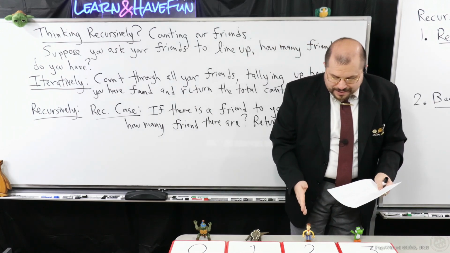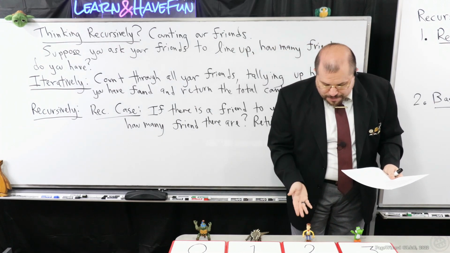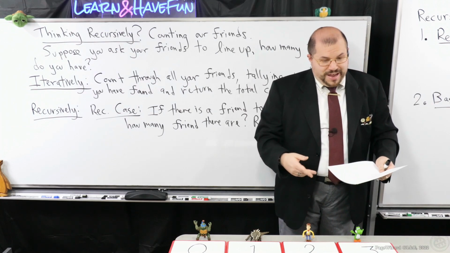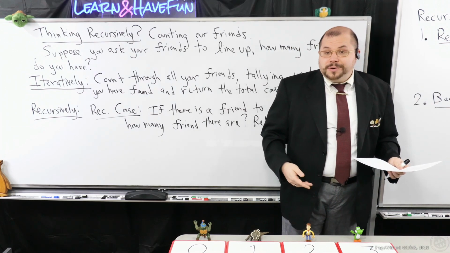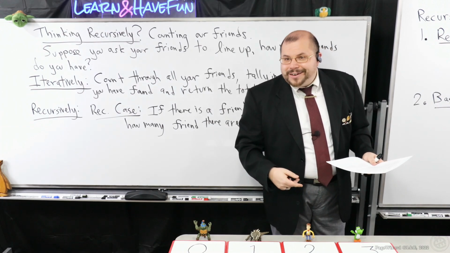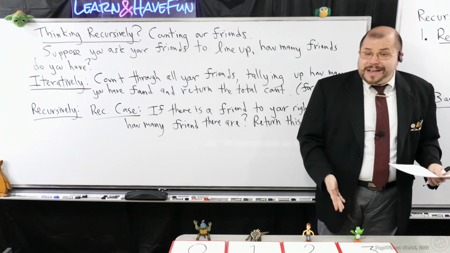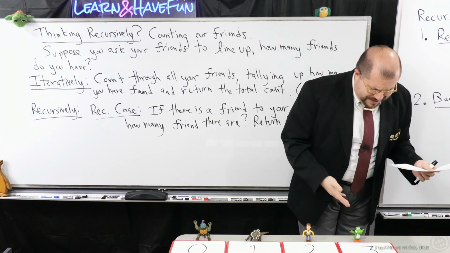Now I'm asking my cowboy friend, okay, how many friends do I have to the right? Well, the answer is simply going to be whatever I get from my friend over here, and I'm just going to add 1 to it. So I do the same thing, I get my other dinosaur friend, this Yoshi.